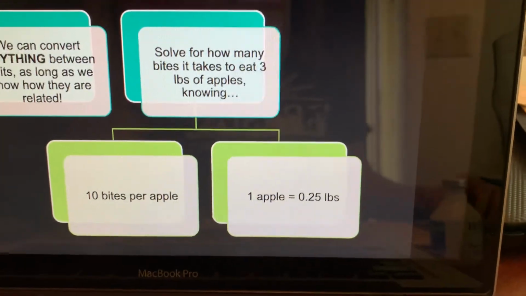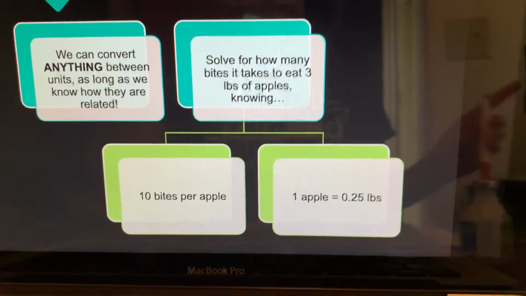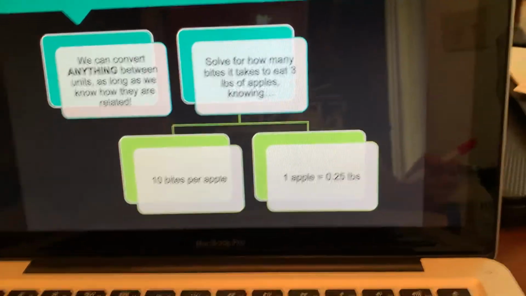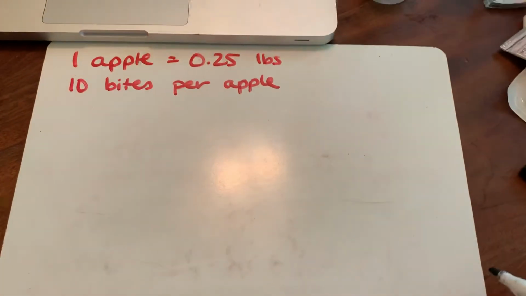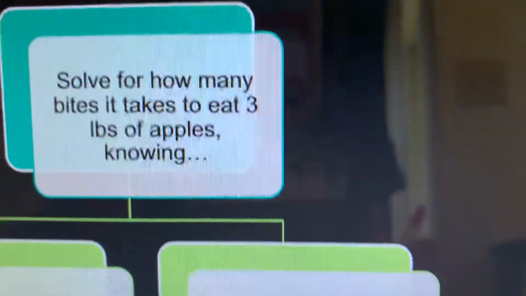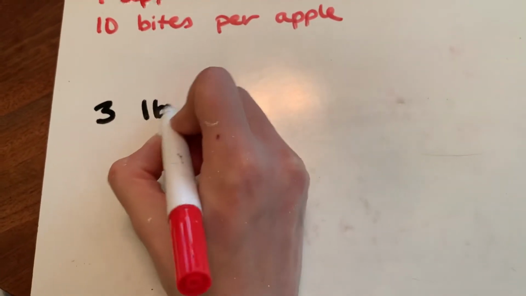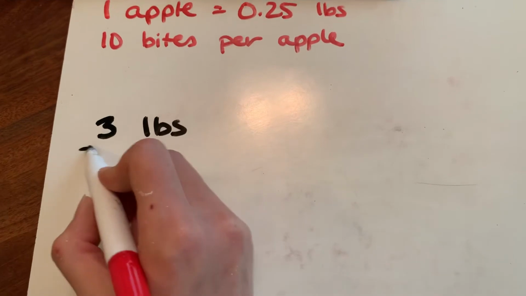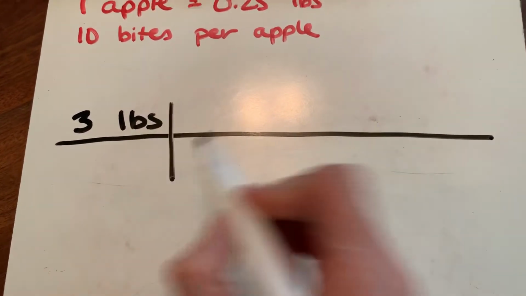It's really simple and really easy for you to check your work and to really make sure that all of your units are canceling the way that they're supposed to. So I'm going to transfer over to my whiteboard. And I'm actually going to start with my given number, which I know that I have 3 pounds of apples. So I'm going to start with that all the way over here, 3 pounds. And I'm going to actually draw this long line that goes this way. And I'm going to put a divider.